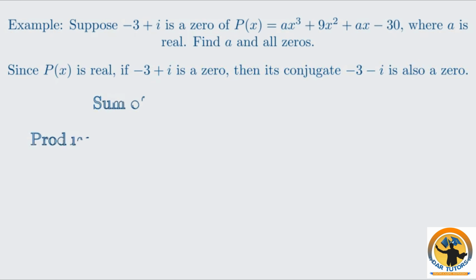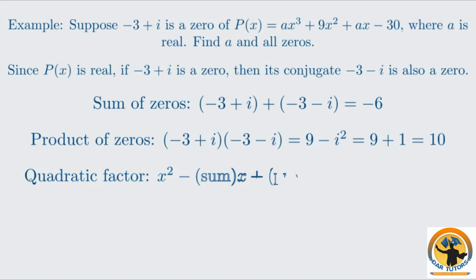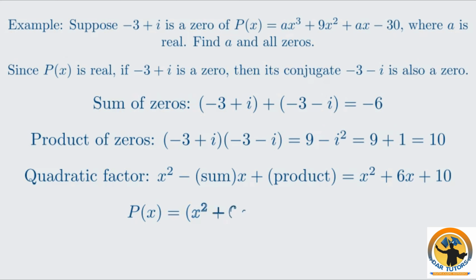We can find this factor by using the sum and product of the roots. The sum is minus 6, and the product is 10. This gives us the quadratic factor x squared minus the sum times x plus the product, which is x squared plus 6x plus 10. Now we can write the polynomial in factored form. Since it's a cubic, it must have one more linear factor. We can write p of x as the product of our quadratic factor and a linear factor, ax minus 3.